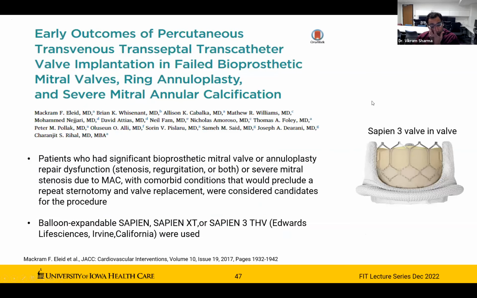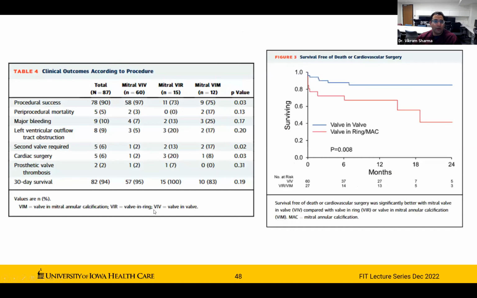One of the earliest studies that looked at the safety and efficacy of transcatheter valve implantation was published in 2017 and used the balloon expandable Sapien valves for valve replacement. This was in patients who had a significant bioprosthetic mitral valve dysfunction or an annuloplasty repair dysfunction leading to either stenosis, regurgitation, or both, or patients who had mitral stenosis due to MAC. These were all patients who had a high risk of sternotomy and redo valve replacement. Those were the patients evaluated in this study.